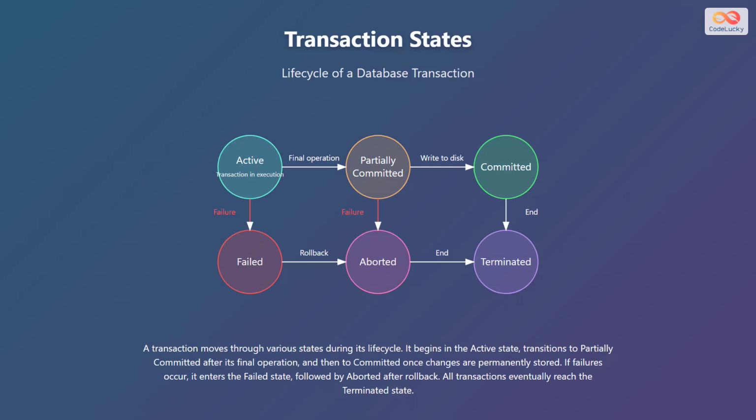Now let's look at the different states that a transaction goes through during its life cycle. A transaction moves through various states during its life cycle. It begins in the active state, transitions to partially committed after its final operation, and then to committed once changes are permanently stored. If failures occur, it enters the failed state followed by aborted after rollback. All transactions eventually reach the terminated state.